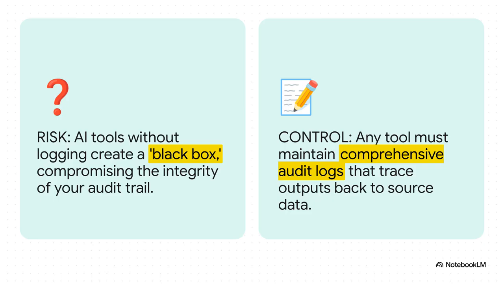Now this is basically an auditor's worst nightmare. If an AI tool is changing financial data or running calculations without leaving a crystal clear log of what it did, your audit trail is completely broken. It's just a black box. Data goes in, an answer comes out, and you have no idea what happened in between. So the control here is super technical, but absolutely essential. Any tool you use has to maintain detailed logs that can trace every single output all the way back to the source data.